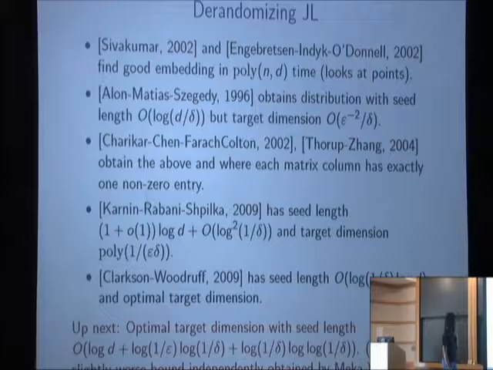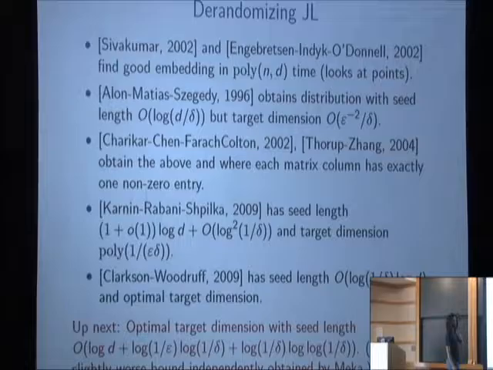The target dimension is provably optimal. So I'm embedding into dimension 1 over epsilon squared times log 1 over delta. And that provably is the optimal target dimension.